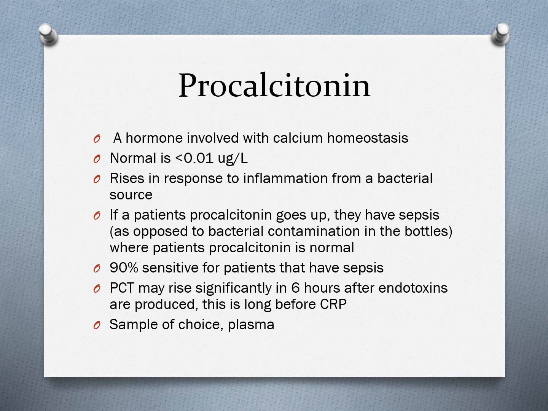Procalcitonin is 90% sensitive for patients that have septicemia, and procalcitonin may actually rise significantly within 6 hours after endotoxins are produced. Those are endotoxins associated with gram-negative organisms. This is long before CRP, or C-reactive protein, which is an acute phase reactant that goes up in inflammation. The sample of choice to test procalcitonin is plasma. So, a quick way to determine if somebody is positive for septicemia is by doing a procalcitonin level. If that procalcitonin is positive, they're most likely going to have positive blood cultures.